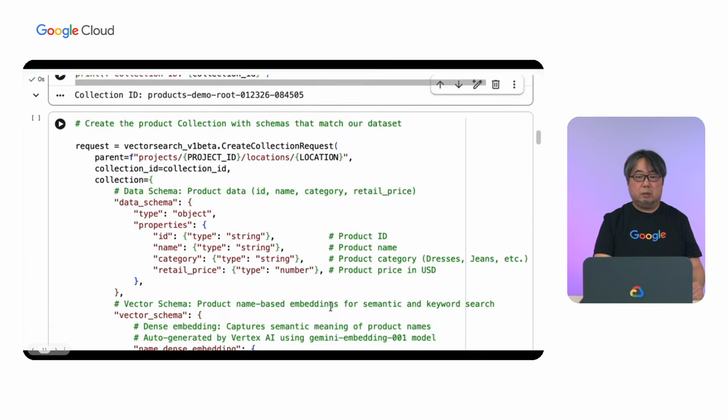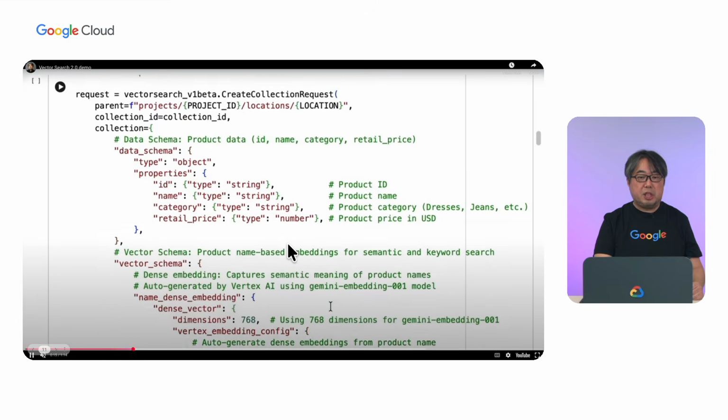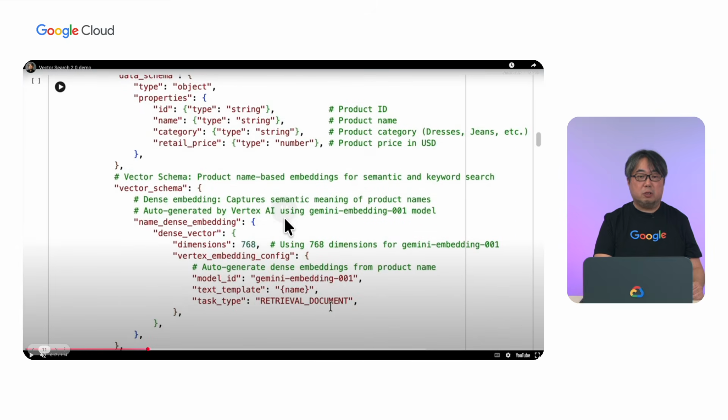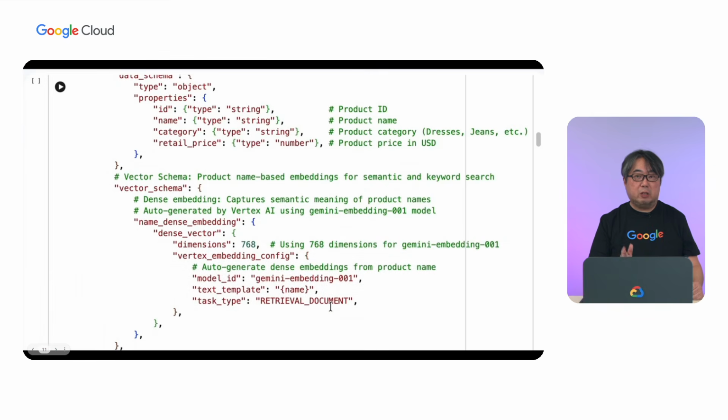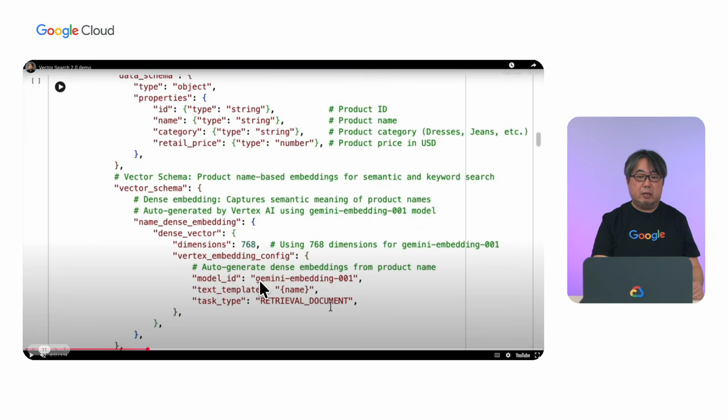with the data schema. And the second thing you would want to define is the vector schema. It defines the name, dense embeddings, as the vector schema that has 768 dimensions. And you specify the name of the embedding model that is provided by the Vertex AI embedding API. So once you have defined the vector schema, the embedding will be automatically generated by passing the name field to the embedding model.